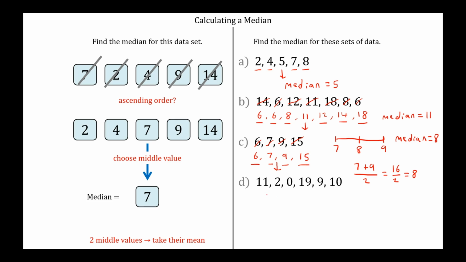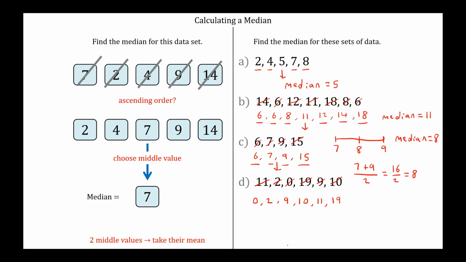Now for D, okay, it looks like this time the data points aren't in order. So I'm going to start with my smallest value, which is 0. I'm going to cross it out and write it down. Then I'm going to have 2. And then I'm going to have 9. Then I'm going to have 10. Then 11. And then 19.